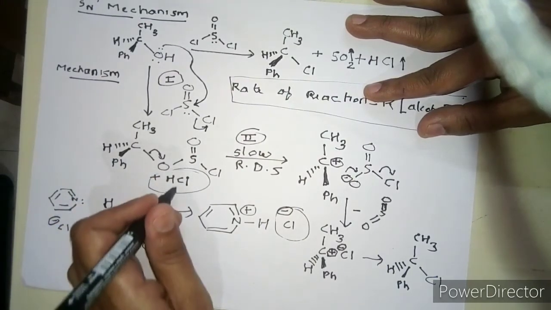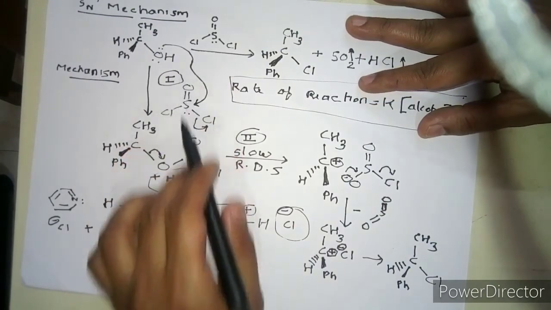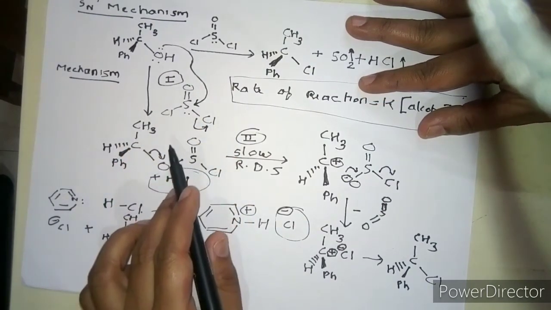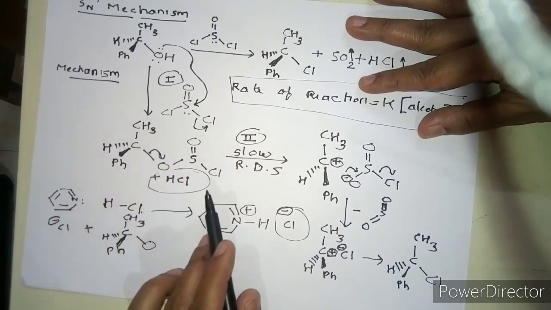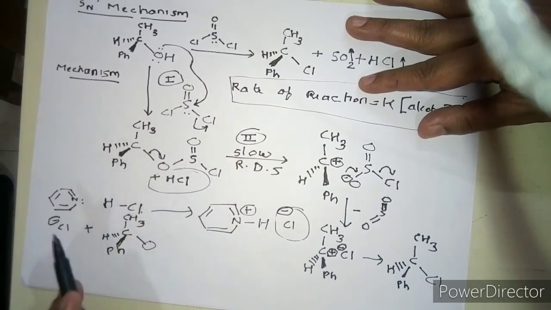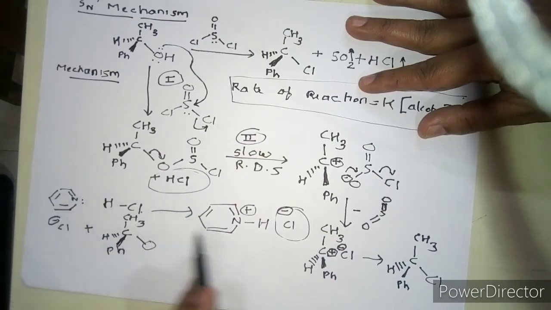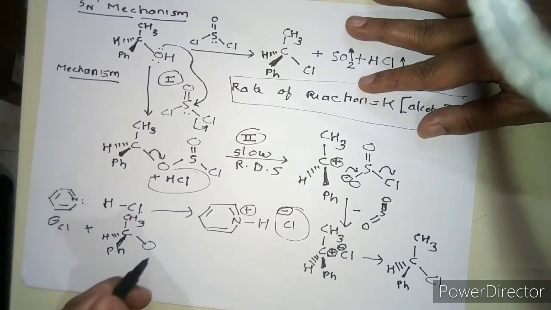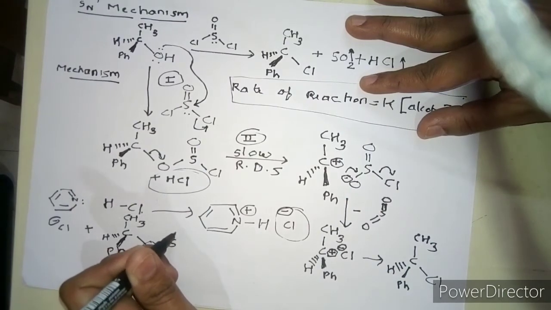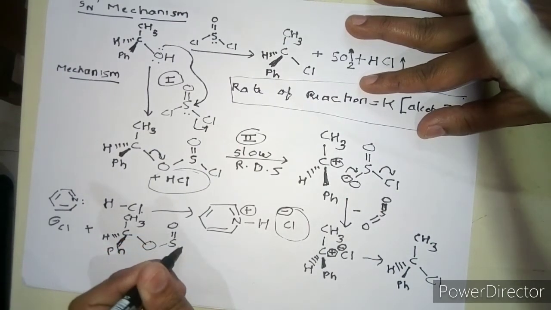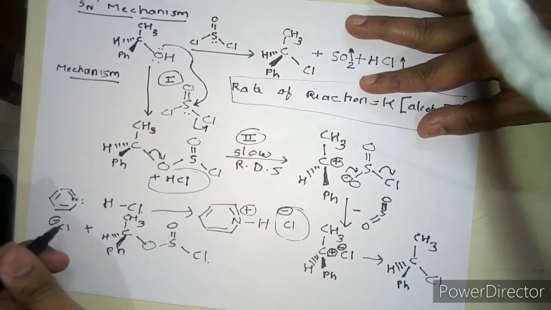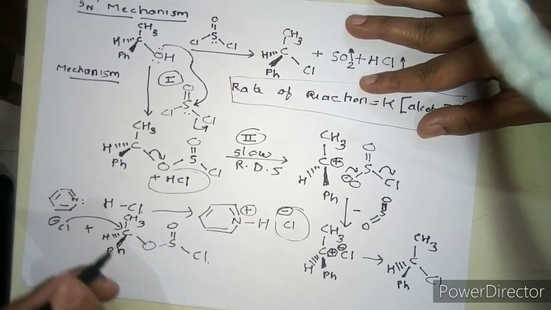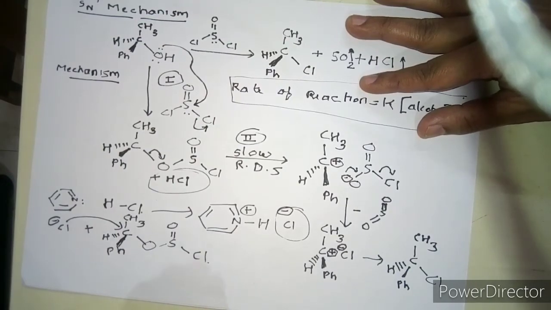In the first step this is formed, along with HCl. Even if the pyridine is there, the first step remains the same. You get alkyl chlorosulfide, plus you get HCl. This HCl reacts with pyridine to give pyridinium chloride, and this Cl minus ion will now attack the alkyl chlorosulfide formed in the reaction from the back side. It will actually be an SN2 now. In this case it will not be SNi. In the presence of pyridine it will be SN2.